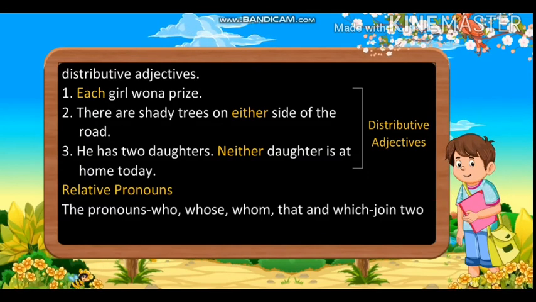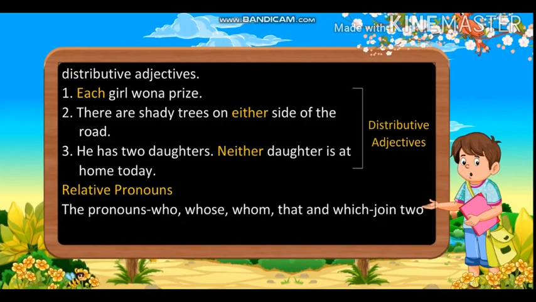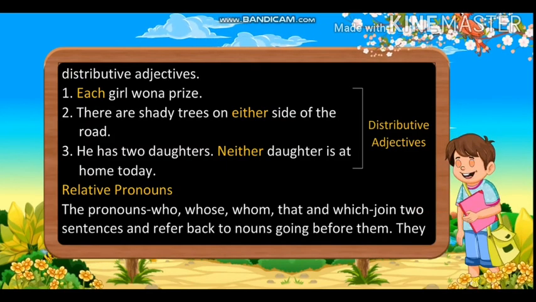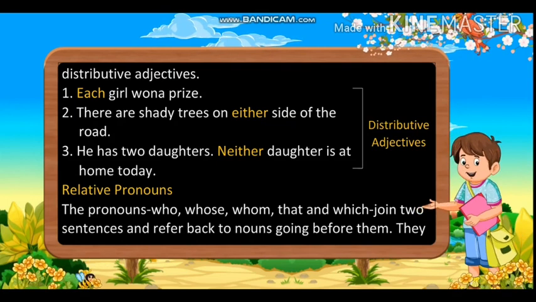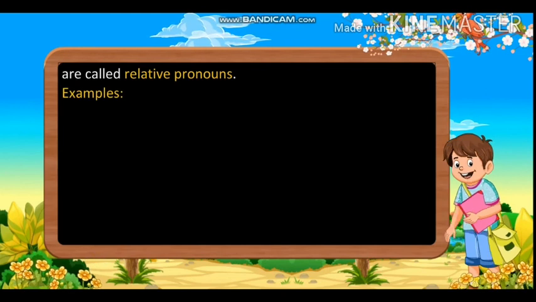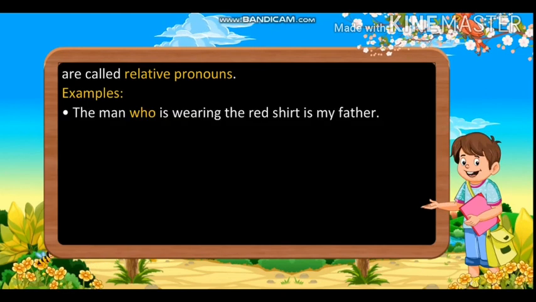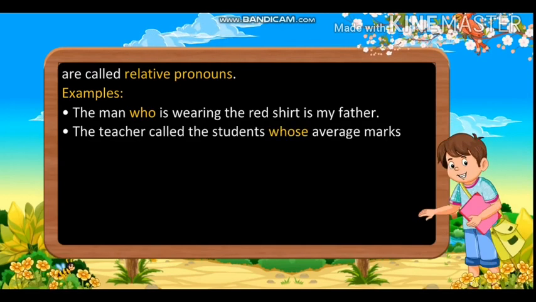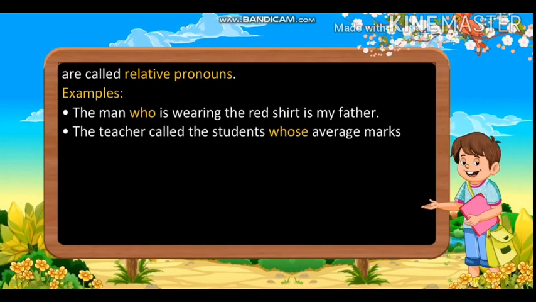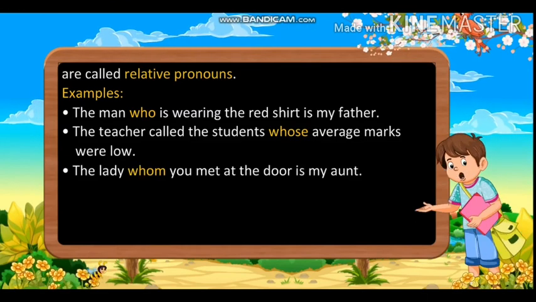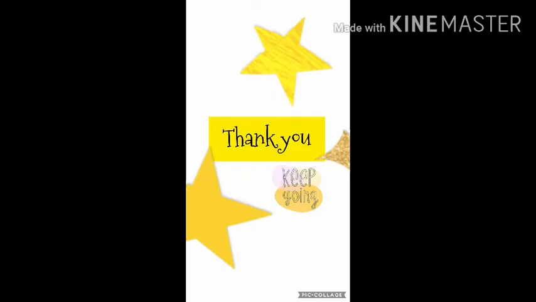Next, relative pronouns. The pronouns who, whose, whom, that, and which join two sentences and refer back to nouns going before them. They are called relative pronouns. Examples: the man who is wearing the red shirt is my father. The teacher called the student whose average marks were low. The lady whom you met at the door is my aunt.